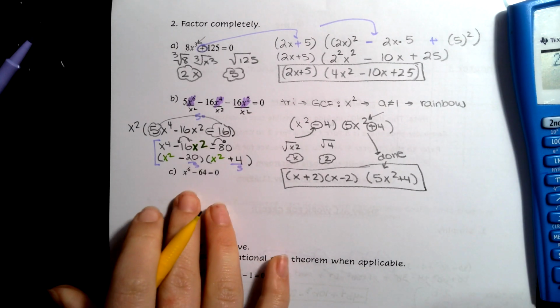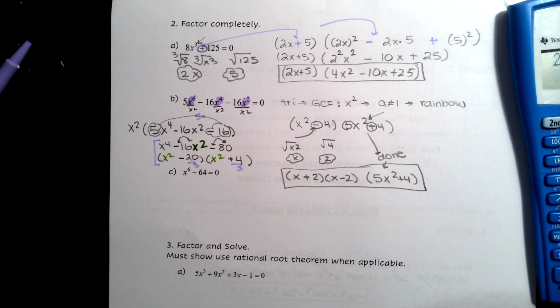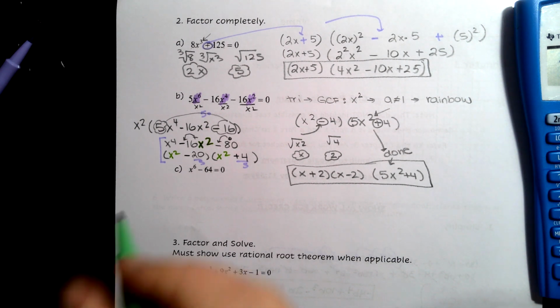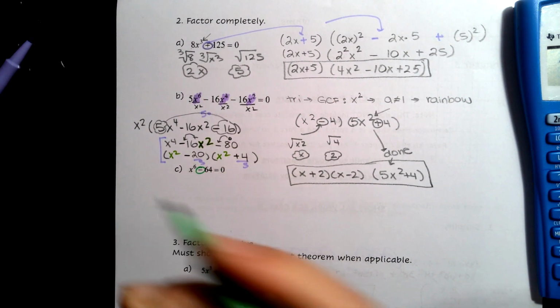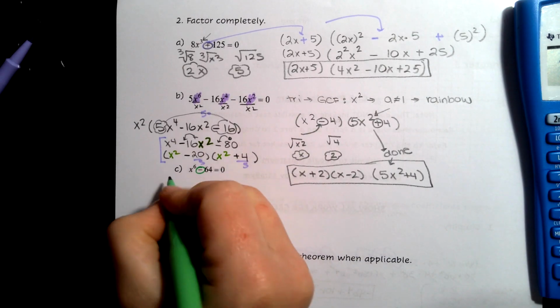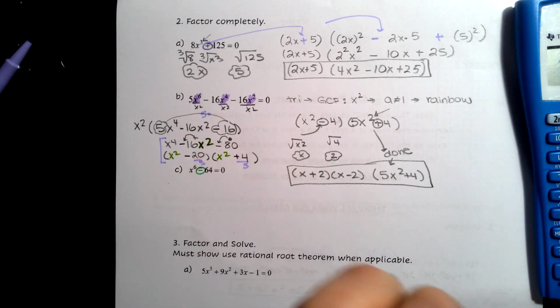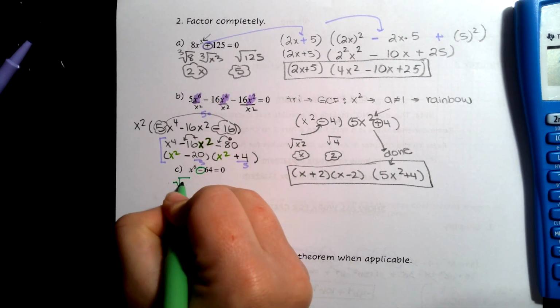Okay, moving on to C. C is always something that gives us a little bit of trouble because it could be a cubic pattern. It also could be a quadratic pattern. That is a binomial difference of squares. So because we do have a minus here, we're always going to do a square root before we do a cube root. So we're going to take a square root. I'm noticing I have a binomial with a minus. Yes, I can take the square root, so we're going to do that.